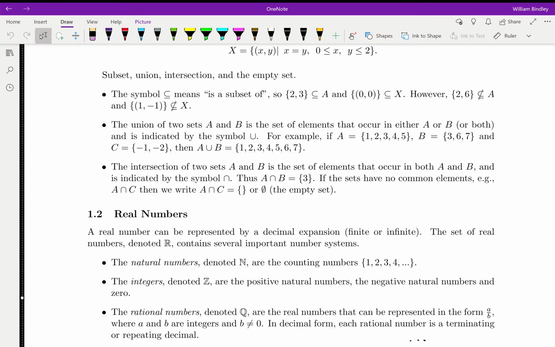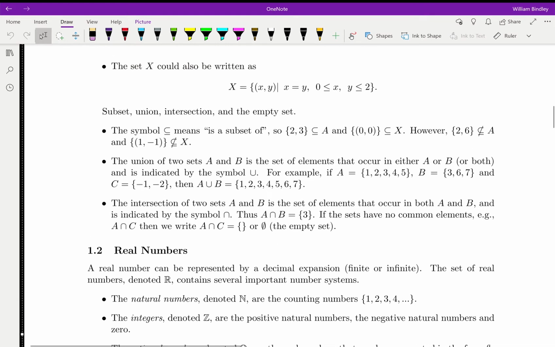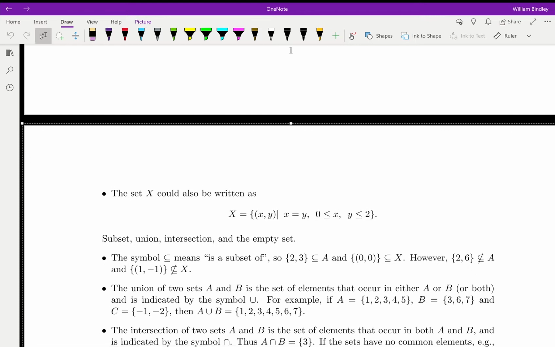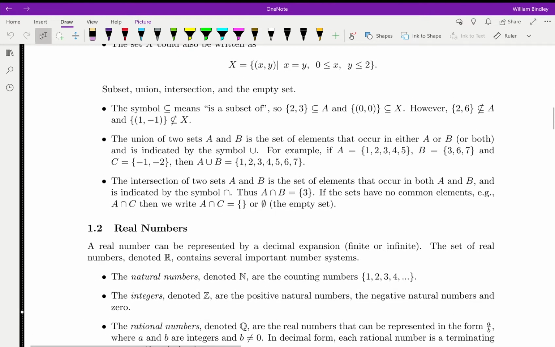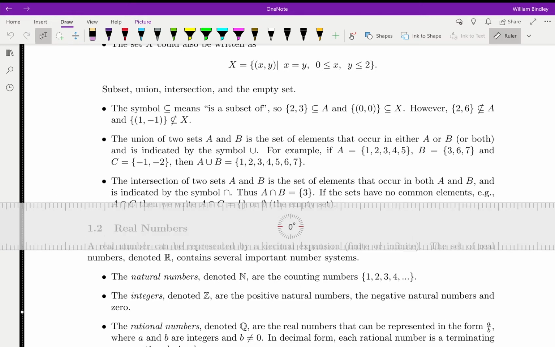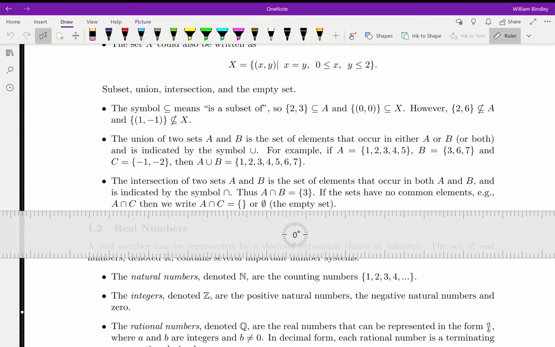So last video I talked about set notation, and I just want to make some comments on the empty set, because that's what I finished talking about in the last video. I just wanted to make some clarificatory remarks.